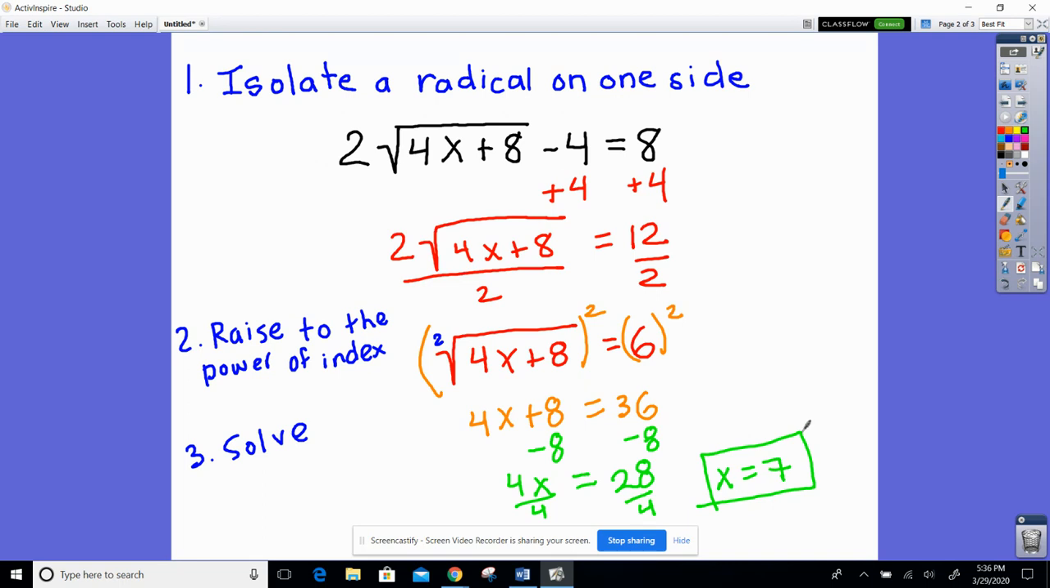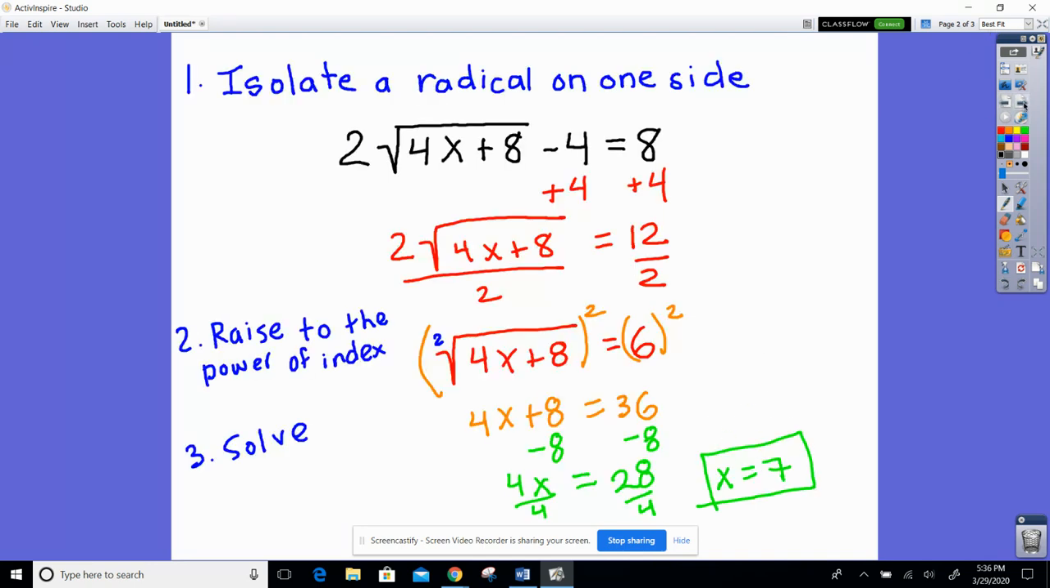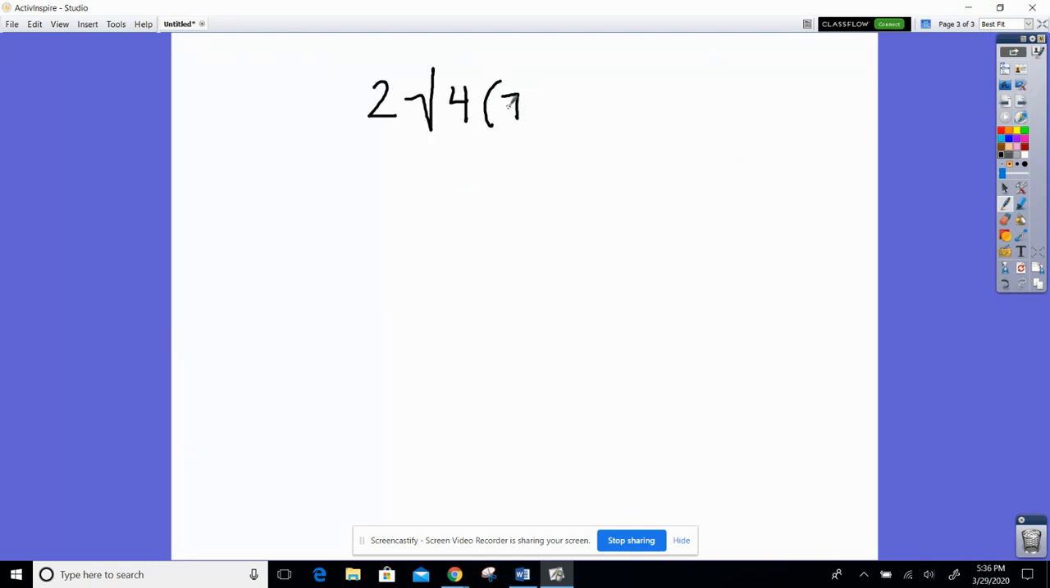So our last step is we're going to take this x equals 7 and we're going to plug it back into that original equation to check and make sure it's correct. Okay, so I'm just going to go to the next slide to do that. Okay, so I'm going to take my original equation, 2 times the square root of 4 times, but instead of x, I'm going to take that 7 that we found and I'm going to plug it in. So 4 times 7 plus 8, and we want the square root of all of that, minus 4 equals 8.